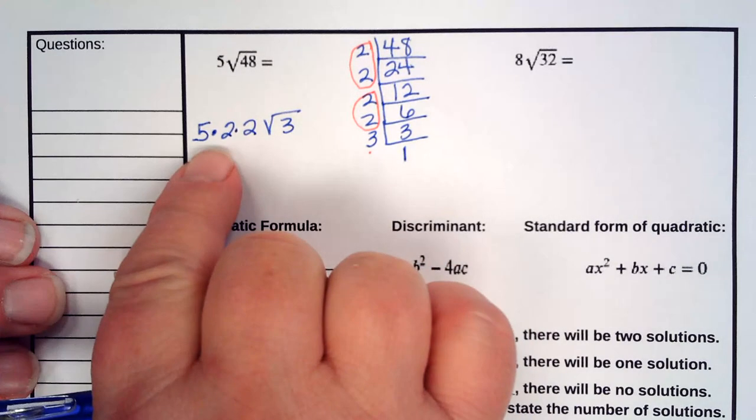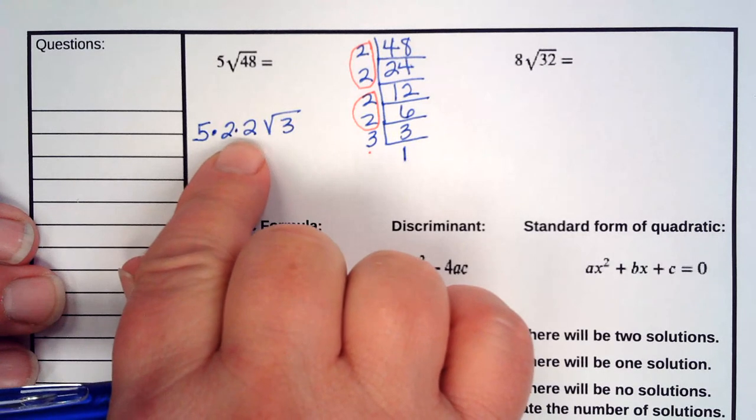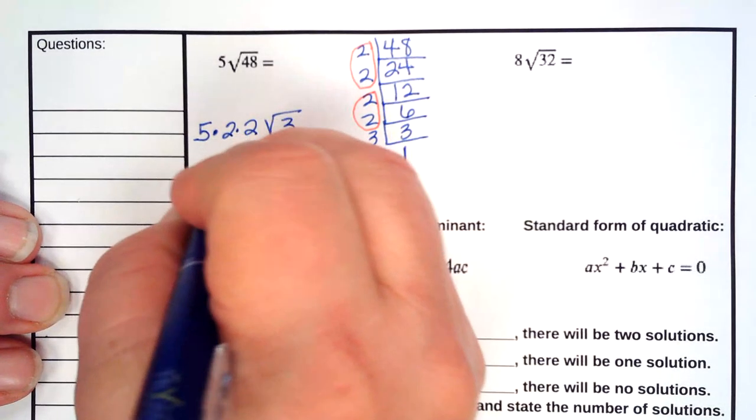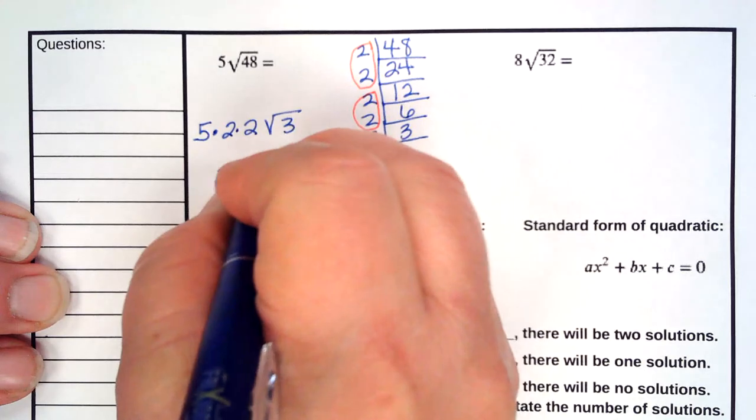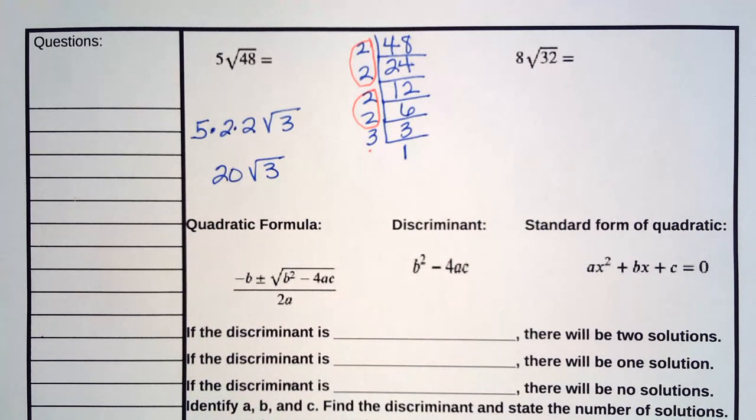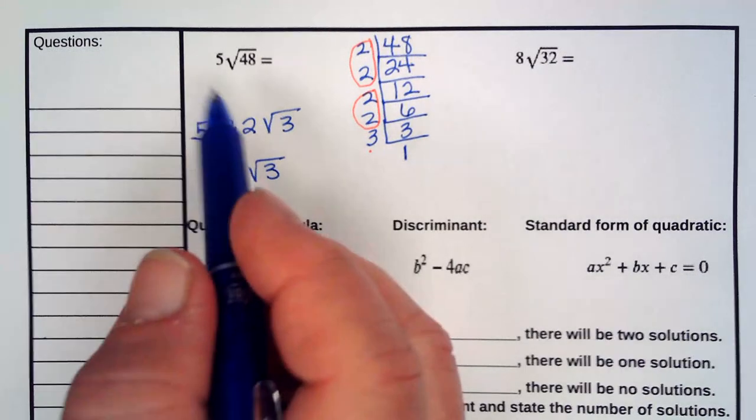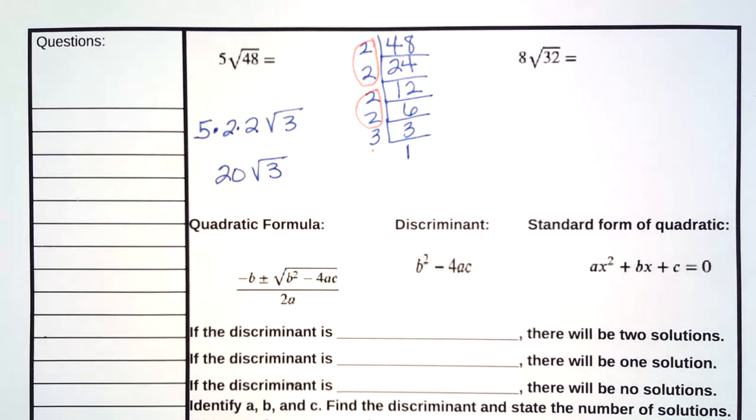Okay, 5 times 2 is 10. 10 times 2 is 20. 20 square root of 3. If you notice, we did not put a plus or minus on this because they've got the 5 out here, which sets it as a positive.